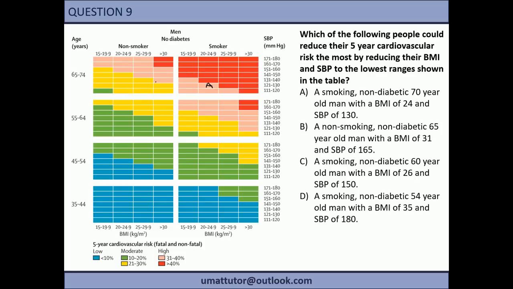BMI 31, blood pressure 165. That would be this square here. So I'll put a B in there. Oop, that's a B, believe it or not.